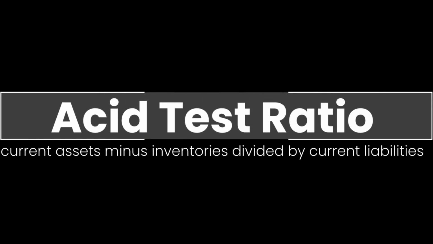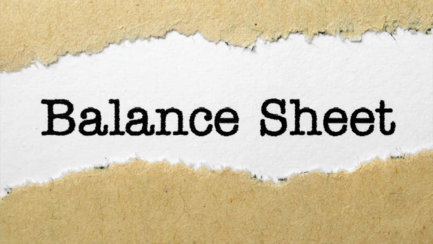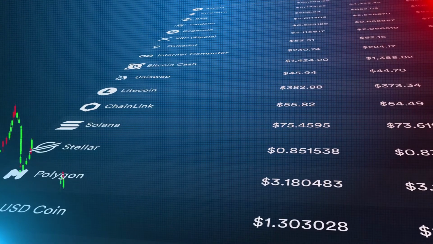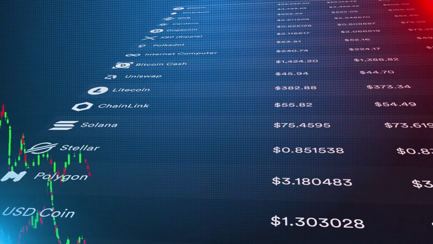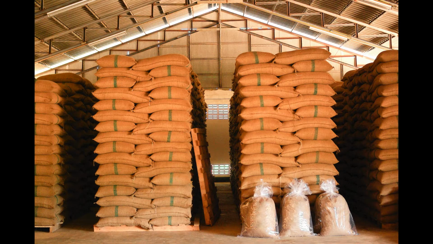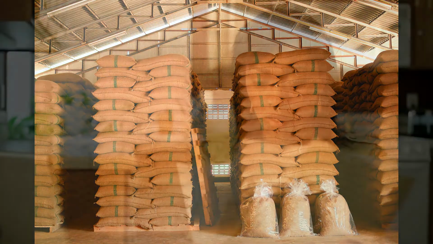Acid test ratio equals current assets minus inventories divided by current liabilities. The following items can be found on the balance sheet. Current assets are assets that can be reasonably converted into cash within a year. Inventories are the value of materials and goods held by a company with the intention of selling them to customers.